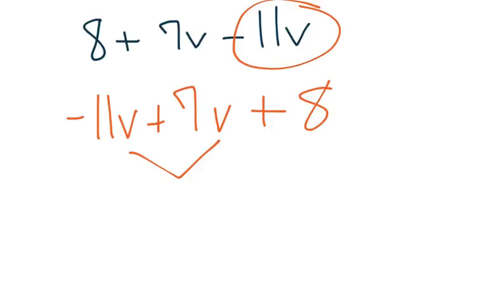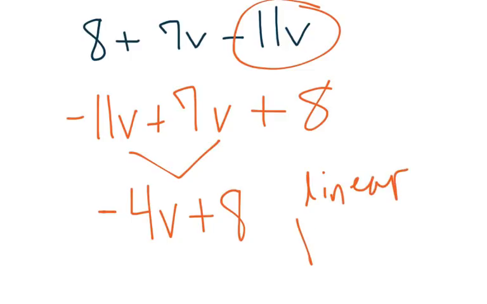Now, these are like terms. I'm going to go ahead and combine these. So this becomes negative 4v plus 8. How many terms are there? Well, there are 2. And since this should look like a similar expression to you, this is what's called a linear binomial.